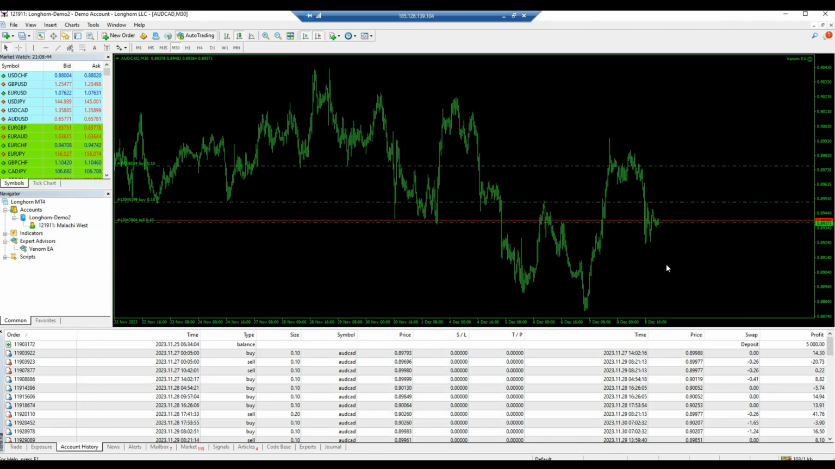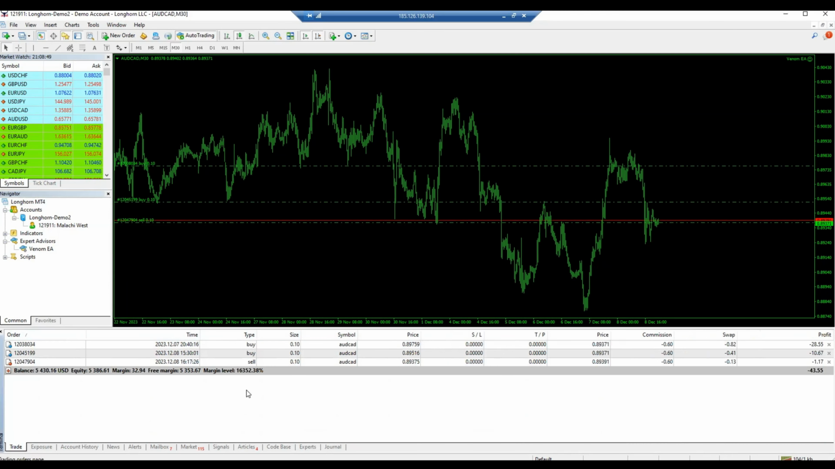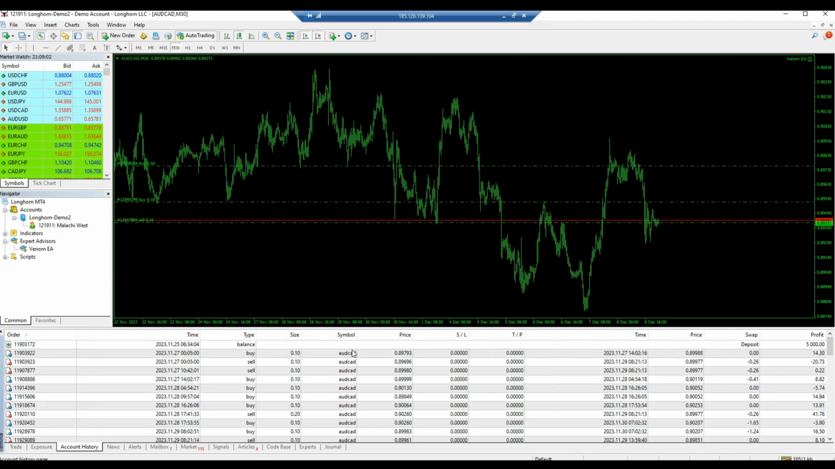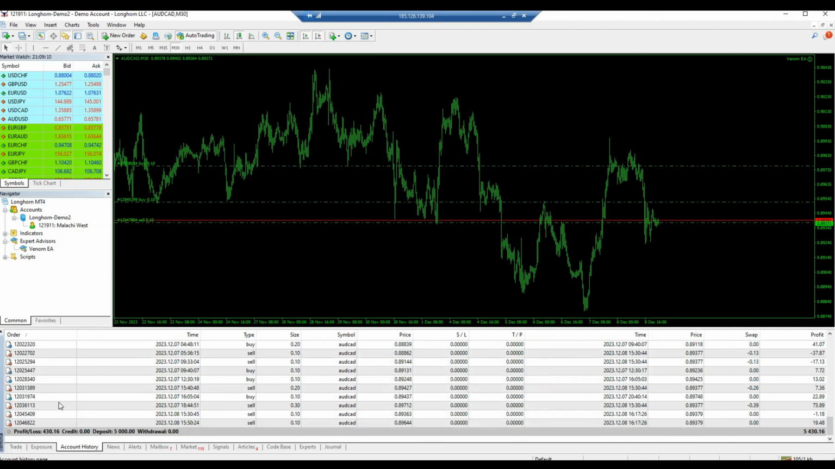And what this does is this is a hedging EA. We'll take a look at the trades. It has buys and sells open at the same time, and they're constantly opening trades and trading into profit. I've been running this since 11:25. I set it up, and the first trade was on 11:27. And as of 12/8, it's made $430 in profit.